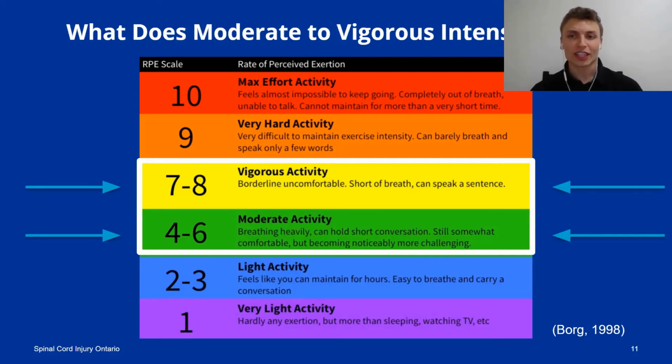It's really hard to gauge individual intensity ratings. So we use a talk test as a measure of relative intensity. In this test, at moderate intensity exercise, you should be able to talk in sentences, but you would not be able to sing a song. But during vigorous intensity exercise, you would not be able to say more than a few words without pausing for a breath.